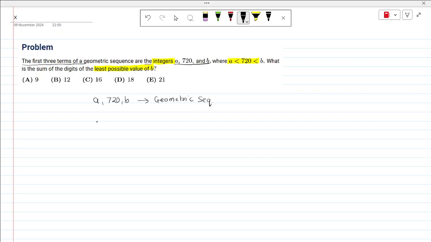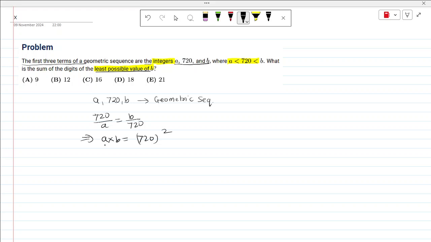So it is very obvious that we can write second term over first term equal to third term over second term. So the common ratio would be the same, so it becomes 720 over A equals B over 720. So we can write the product of A and B becomes 720 square. So the very easy thing, no? Now you have to find the least possible value of B. There is nothing more given, no more clue, so you cannot make any other equation.